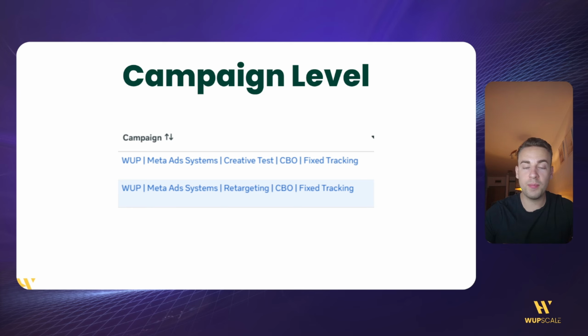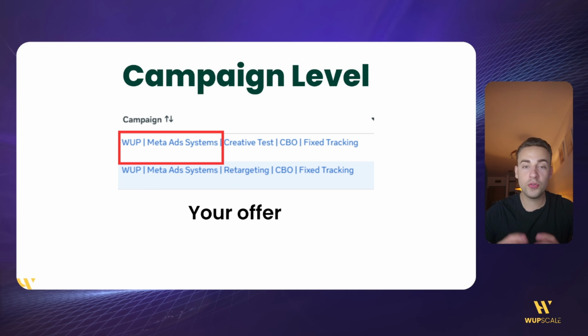These are the exact campaigns that I'm running now, and this is the naming system that I use in my own campaigns. So first, on the campaign level, I'm just going to start with my offer. In this case, Whoop is my agency, Wupscale, and Meta Ad Systems is my school community. I'm running ads for my school group, so I reflect that in the campaign naming. In case I have multiple campaigns, I know which campaign is going to which offer.